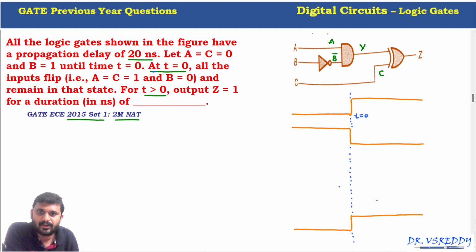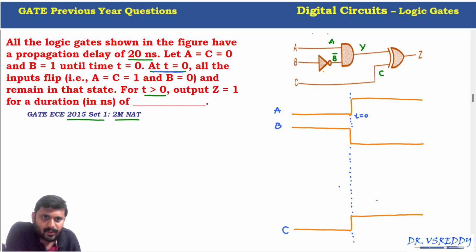Till T equals 0, A equals 0, B equals 1 and C equals 0. At T equals 0, A and C become 1. Now A becomes 1 and C also becomes 1, and B is 0. So at T equals 0, A becomes 1, C is 1 and B is 0, and it remains in that state only for T greater than 0.